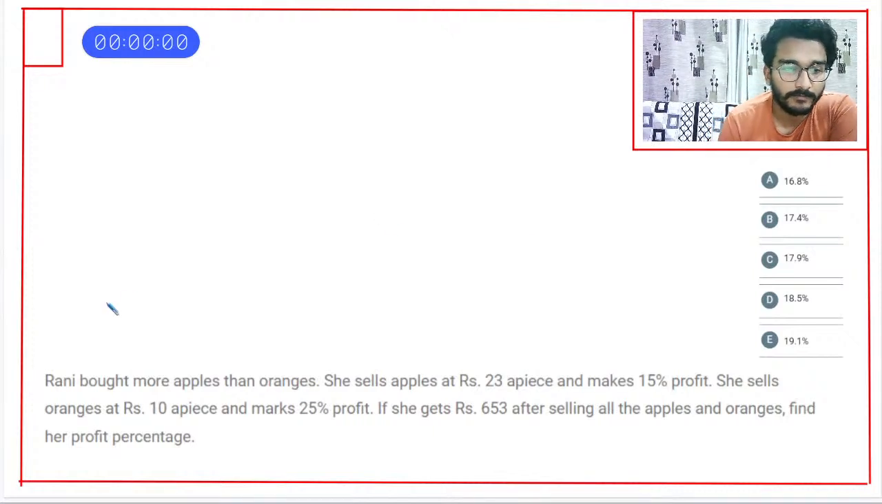Okay, try this question. Based on profit and loss, try it out. I'll set the timer.